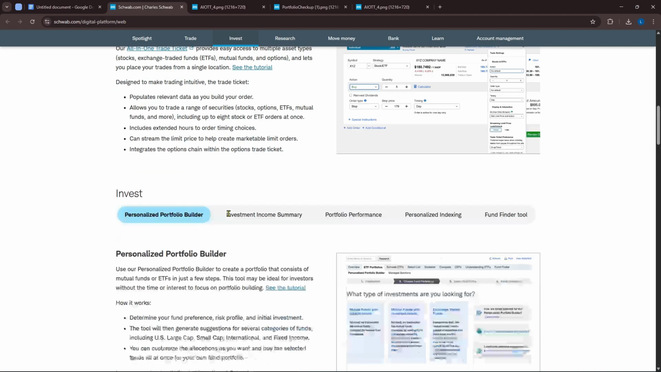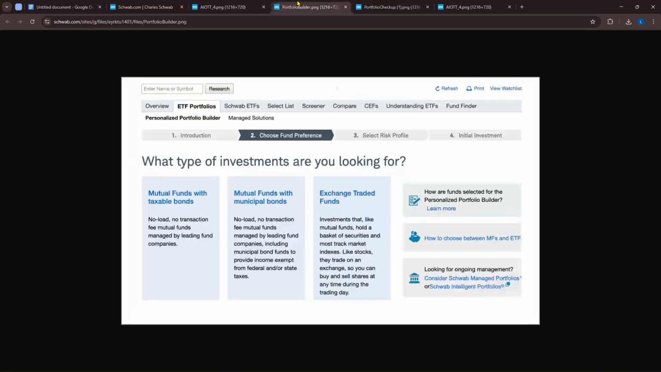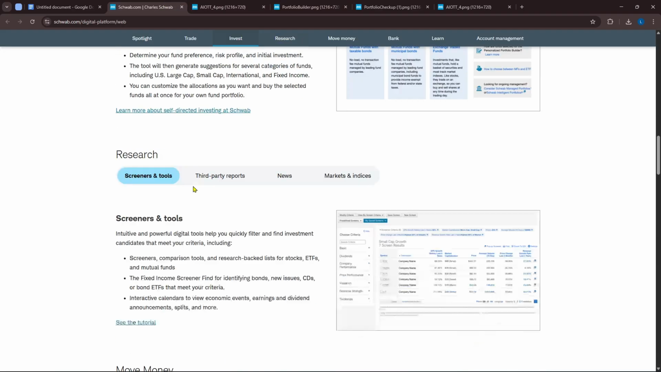Next is the investment portfolio sector. So right here, it will determine your fund preference, risk profile, and initial investment. So let's check it right here. So you have an overview of the profile or investment section right here.